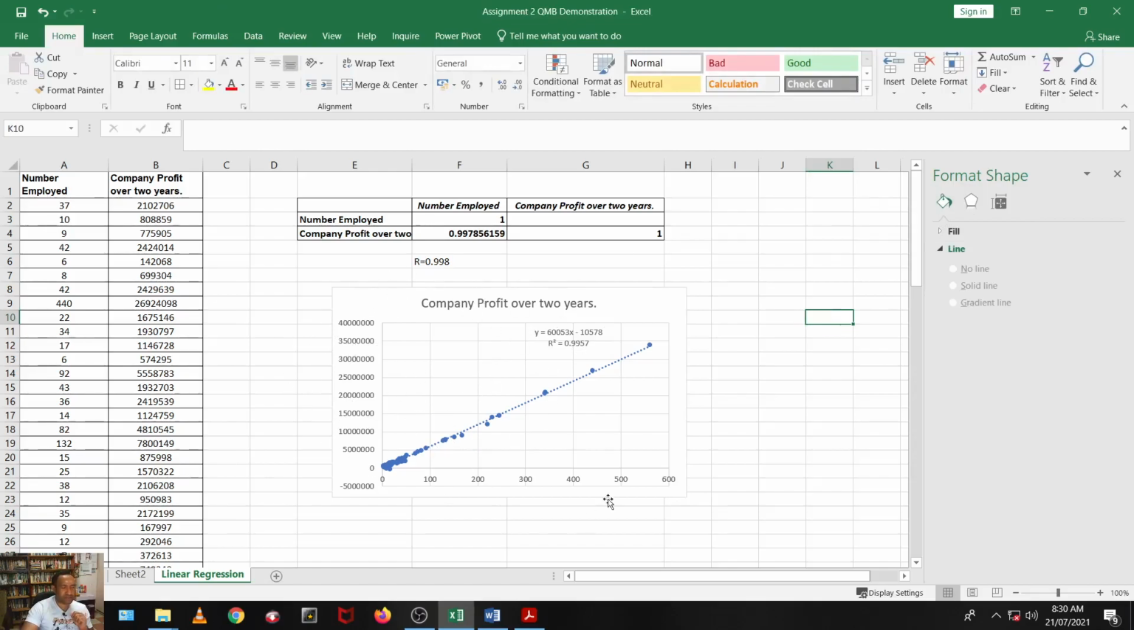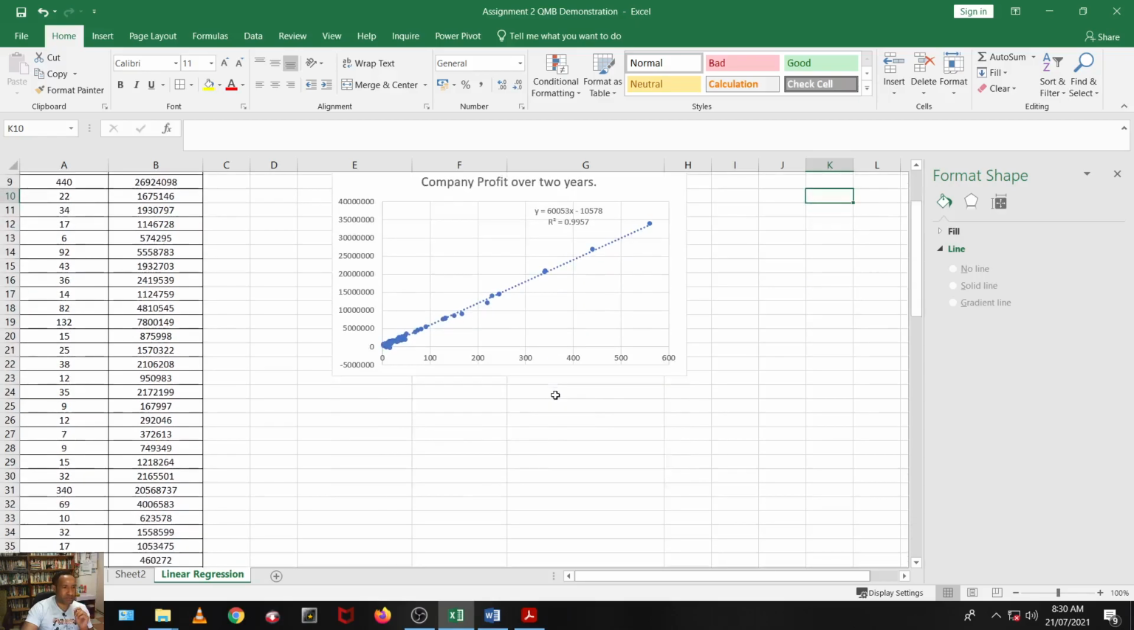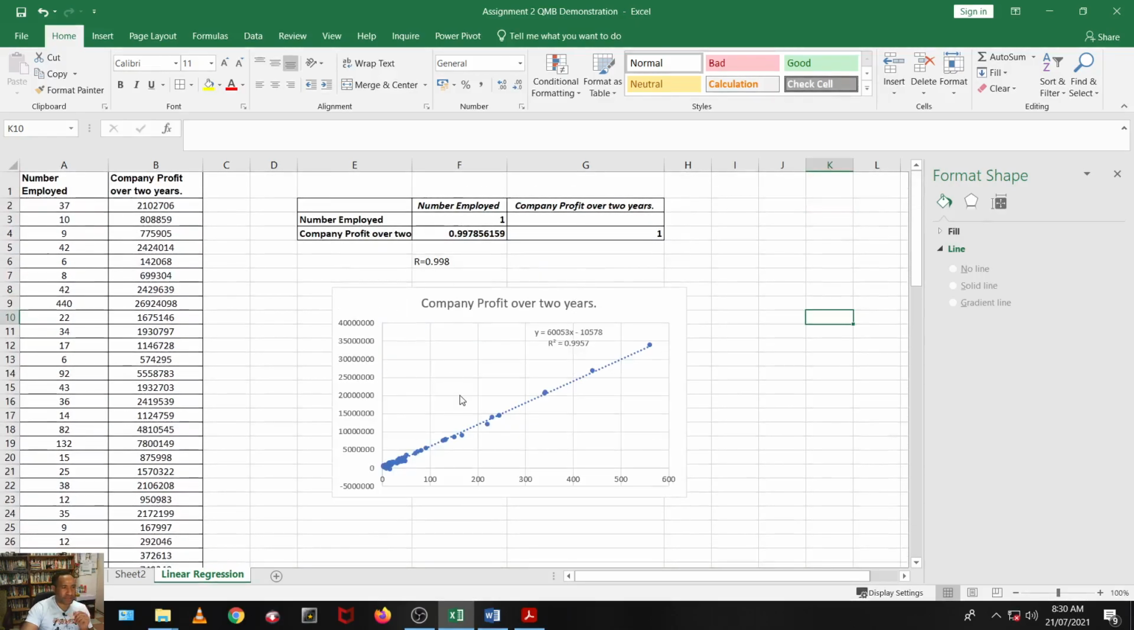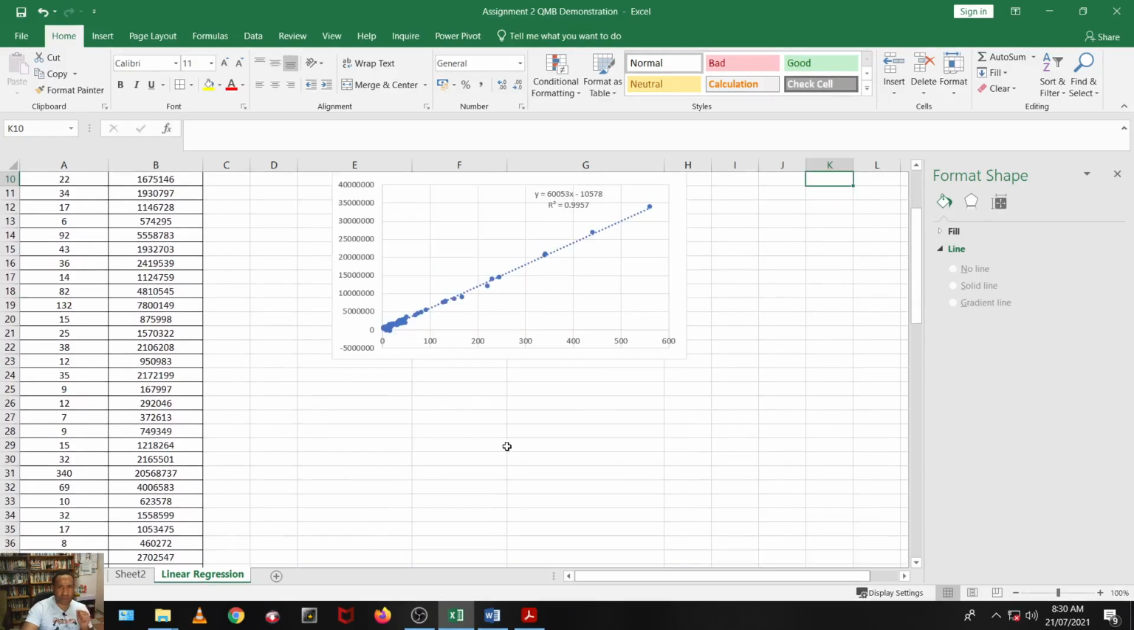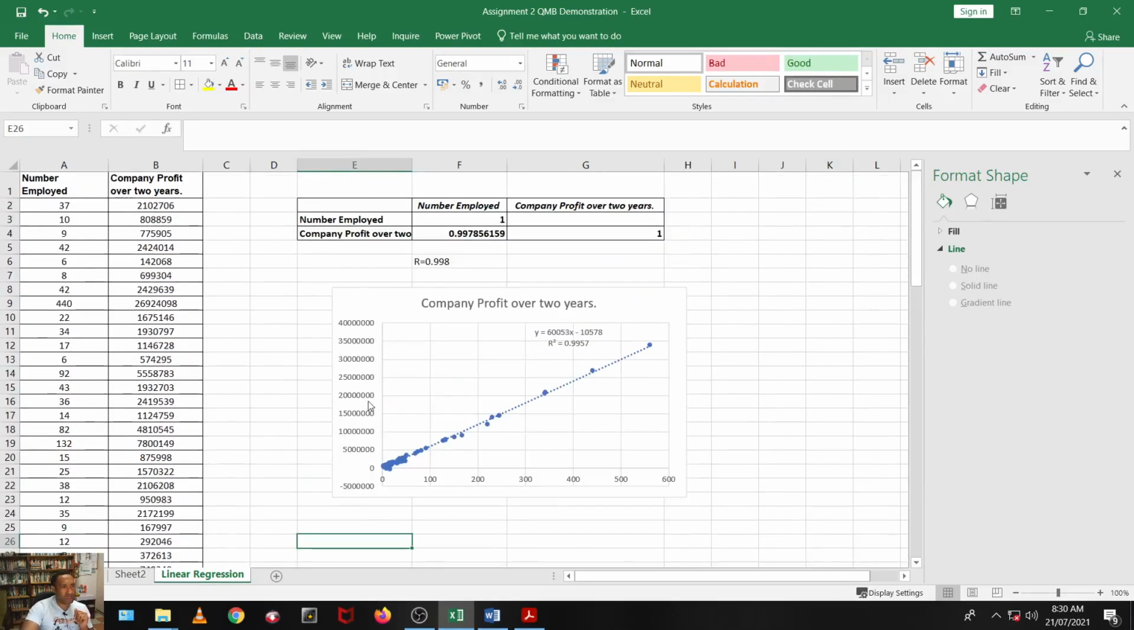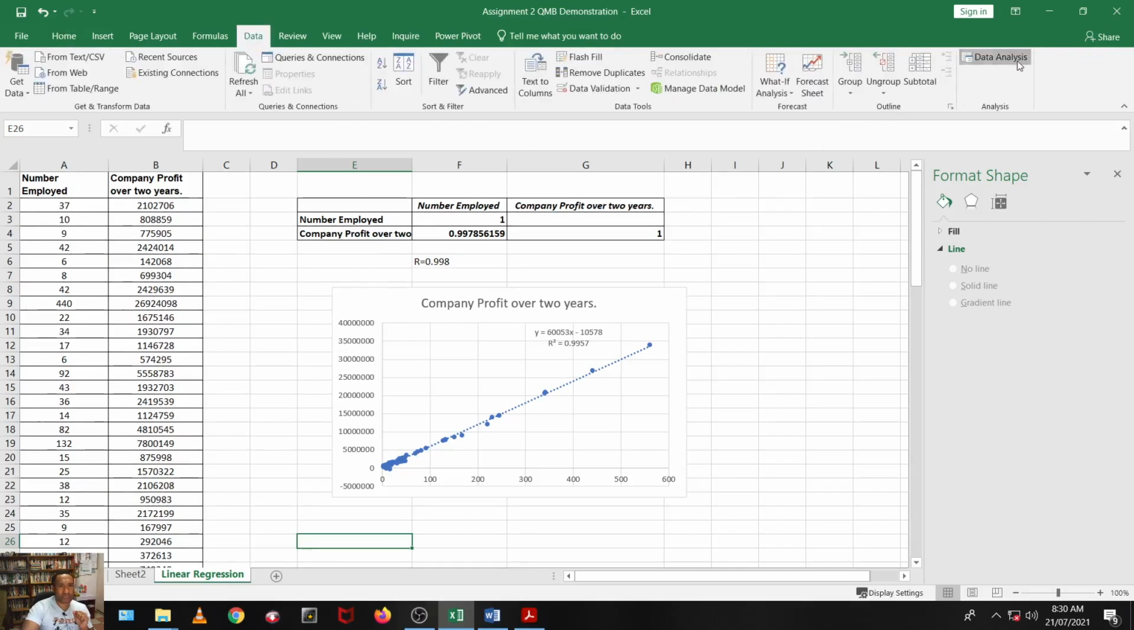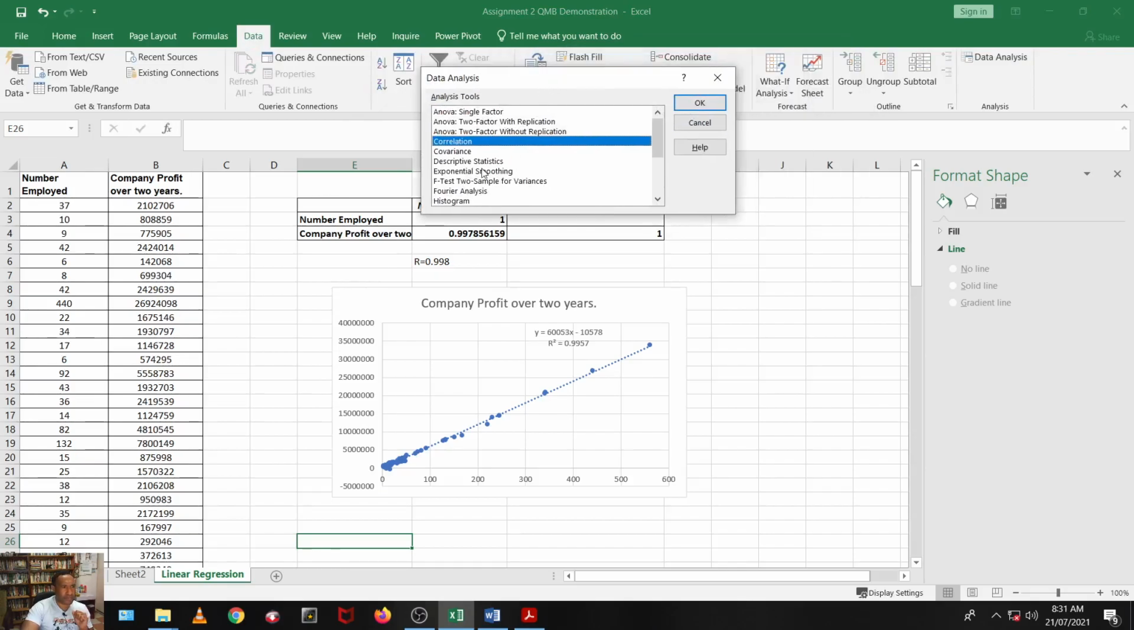I'm not going to edit this table, and you can do that if you want to, but I'm not interested in that. I'll just go straight and do the least squares regression model. To do the least squares regression model, we'll go to Data, click Data Analysis, and then we'll click Regression.